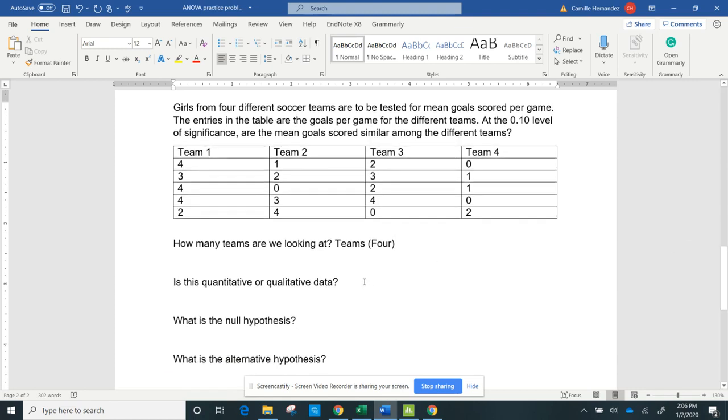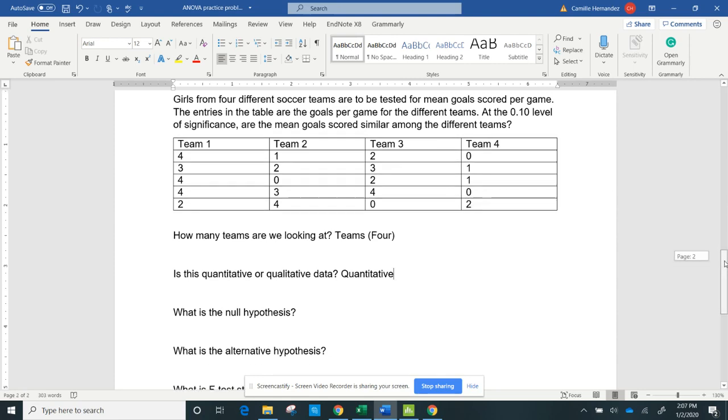So is there quantitative or qualitative data? I'm going to do quantitative. Why am I going to do quantitative data? Even though these are divided into categories, the data itself is quantitative because it's number of goals. I can average the number of goals, I can divide by the number of goals, those kind of things. I can do regular math with the number of goals we have.